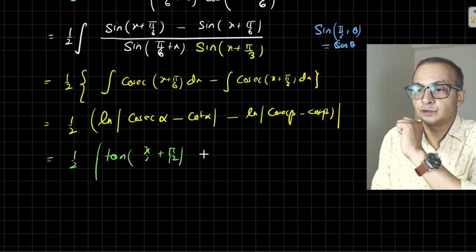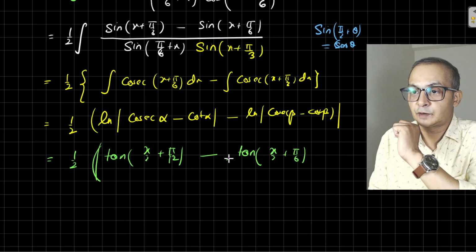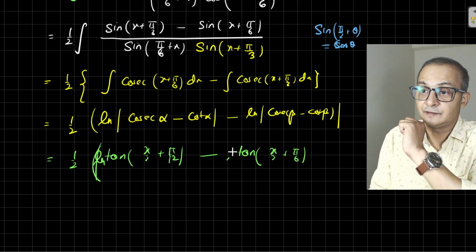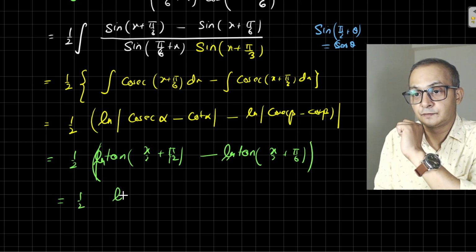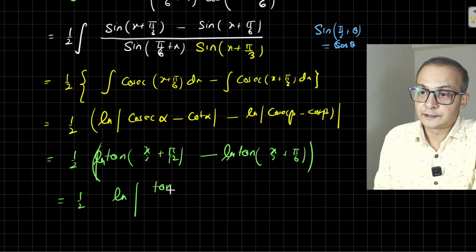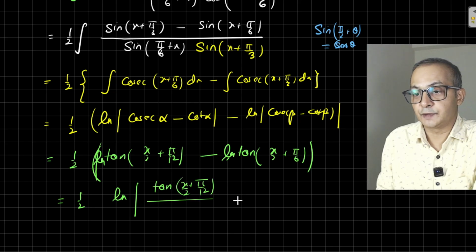And there also you can see this is again the same thing. So tan of half of this angle, that is x by 2 plus pi by 6. And when we apply this log property, by the way, log is there in every situation. So when you apply this log property, I can write half of log of tan of (x by 2 plus pi by 12) divided by tan of (x by 2 plus pi by 6).